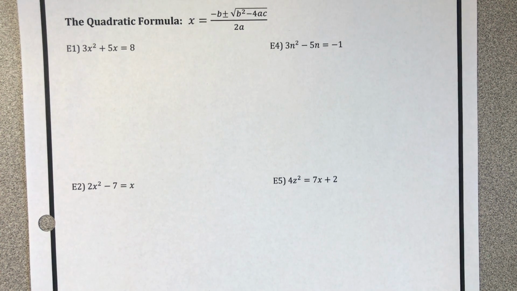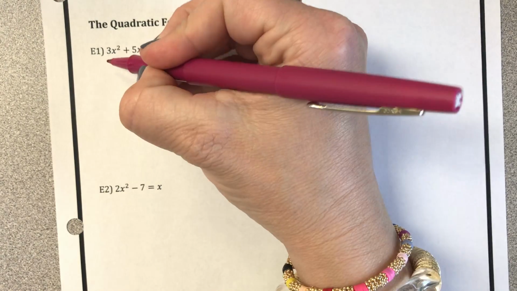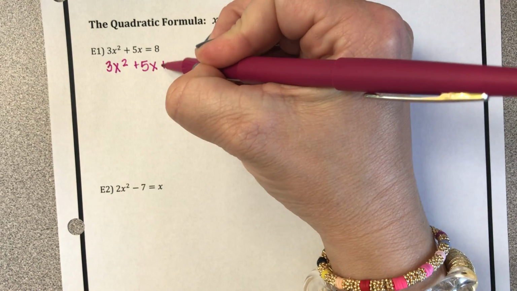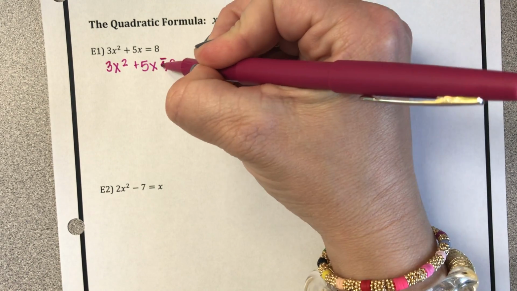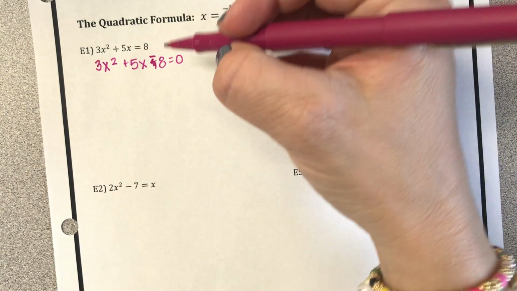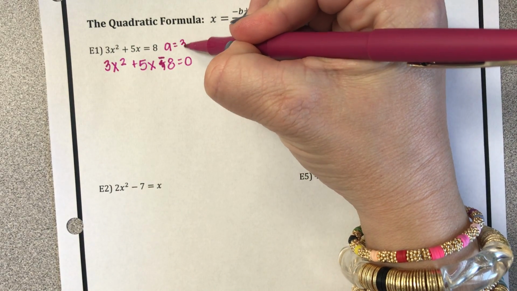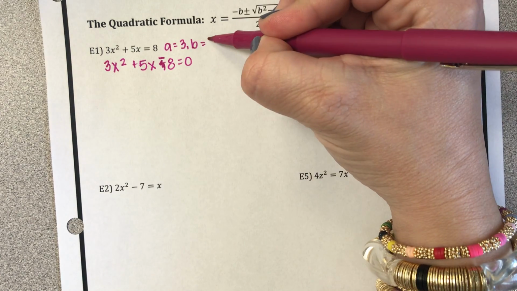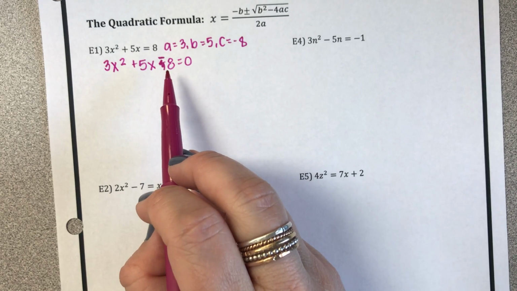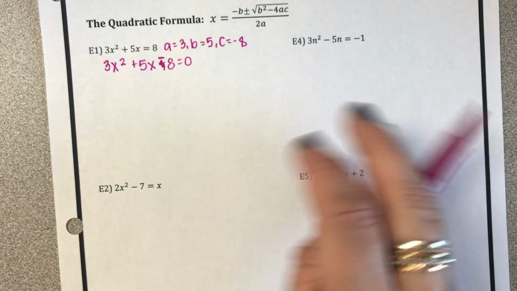Okay, so we're going to use the quadratic formula to solve these quadratics. The first thing we have to do is make sure that we have it set up in ax squared plus bx plus c format. So this one, I need to bring the 8 over. So 3x squared plus 5x minus 8 equals 0. You don't have to do this every time, but we're just going to label for ourselves. In this equation, a is 3, b is 5, and c is negative 8, right? ax squared plus bx plus c. And because that's a minus, that's why it's negative 8.